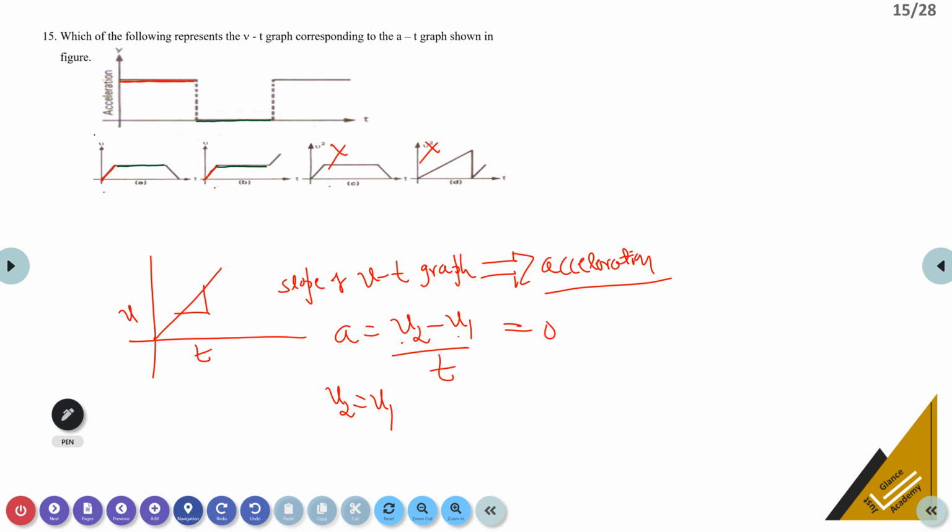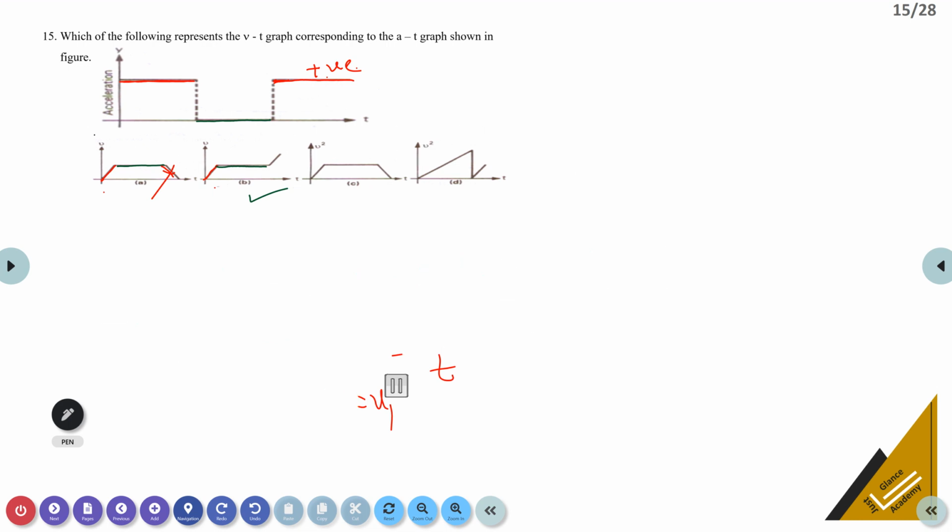Next, either A is right or B is right. You see here in this part again, acceleration is constant and positive. But in this other case, acceleration is not positive, there is retardation. So this is not the one, and this will be the right choice for you. Getting the point? This is the right choice.